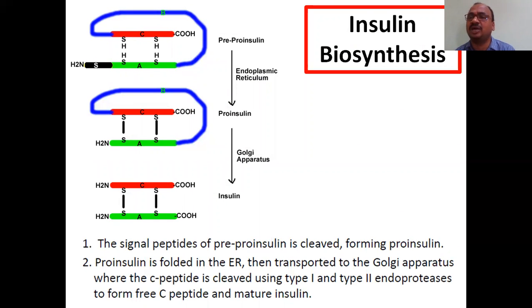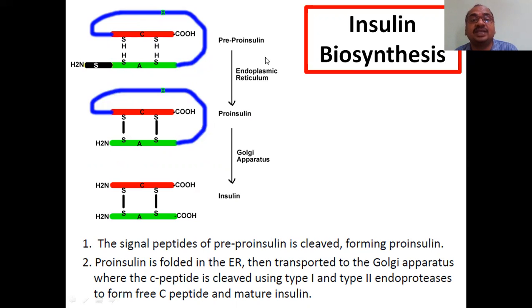This is the insulin biosynthesis. In the body, how is the insulin synthesized? Three steps are there. First, this is the insulin. You can see this is chain A, chain B, and there are disulfide bonds. Before that, proinsulin comes. Before that, pre-proinsulin is there. First pre-proinsulin, you can see, is converted into proinsulin.